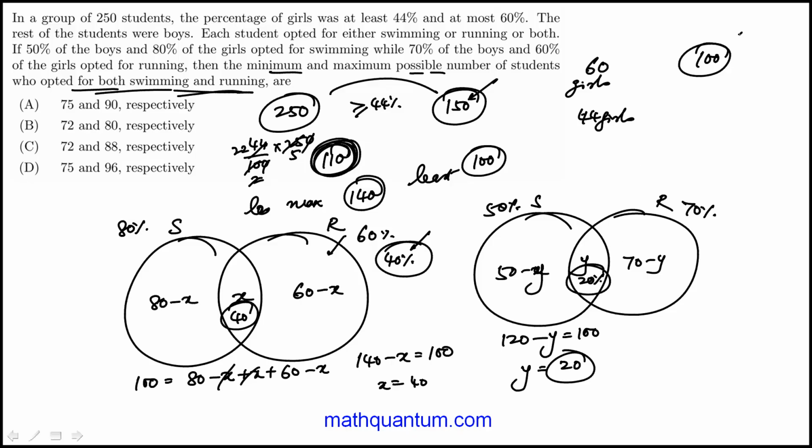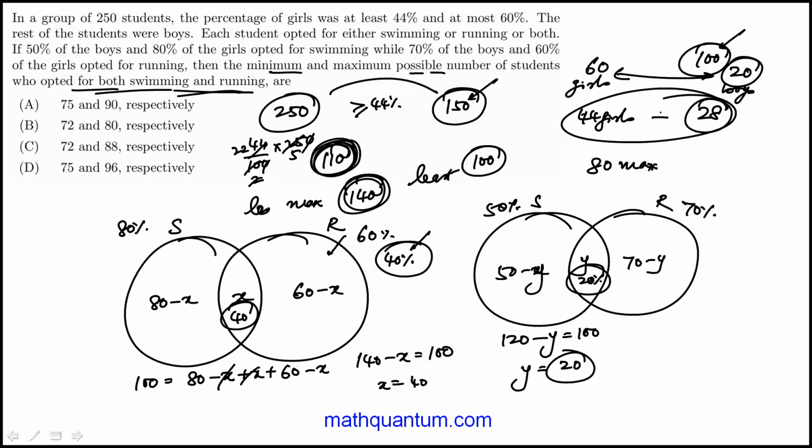So that means 20% of 100 here would correspond to 20 boys. And then we have 20% of the max number of boys, which is 140, so that would be 28. So these two kind of go together. So that means 80 would be the max of both boys and girls together that are swimming and running. And then the least would be the sum of these two, which is 72. So our range is 80 and 72, which is answer choice B.